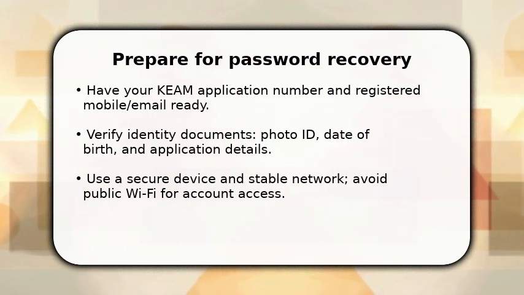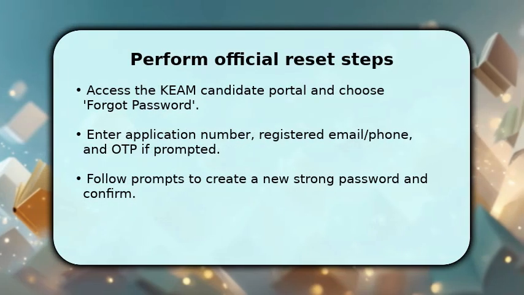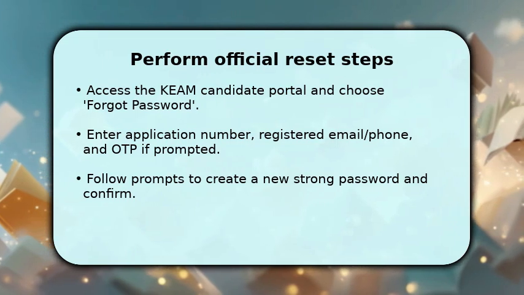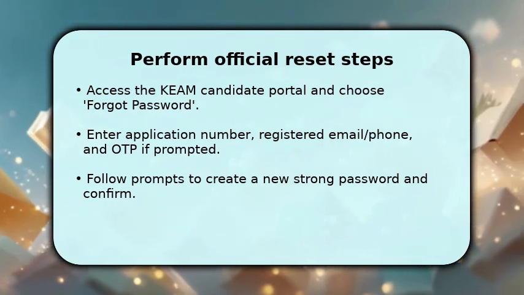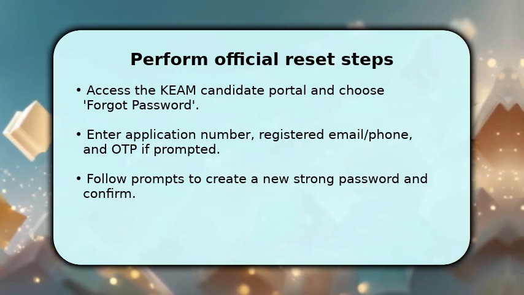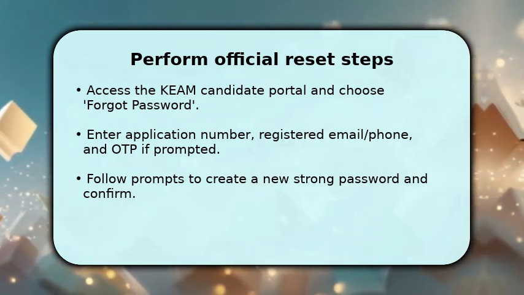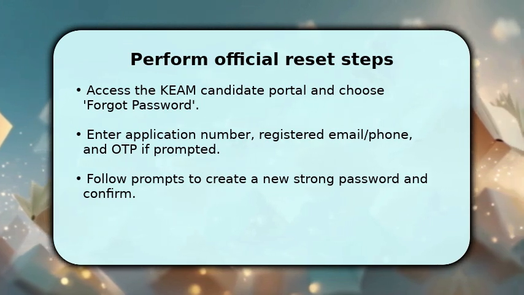Next, go to the Keam candidate portal and select the Forgot Password option. You will enter your application number and either the registered email or phone. An OTP or verification link usually follows. Once verified, create a strong new password.